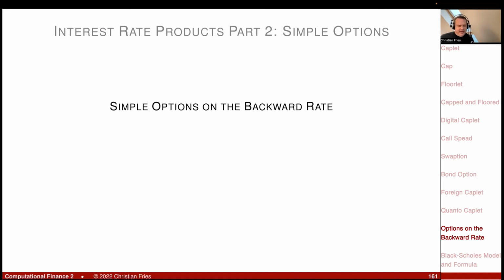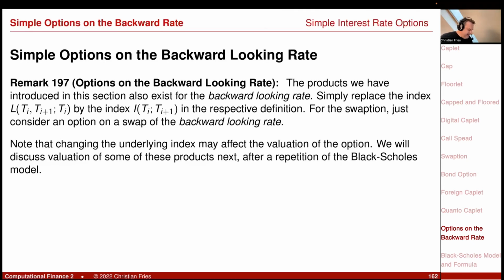So now let's conclude my tour through these options with a remark on options on the backward rate. We had options on the forward rate: the cap, caplet, floorlet. We had an option on a swap, which is an option on a financial product, an option on a bond. What happens now if we have the backward rate? All these products also exist if we consider the backward-looking rate.